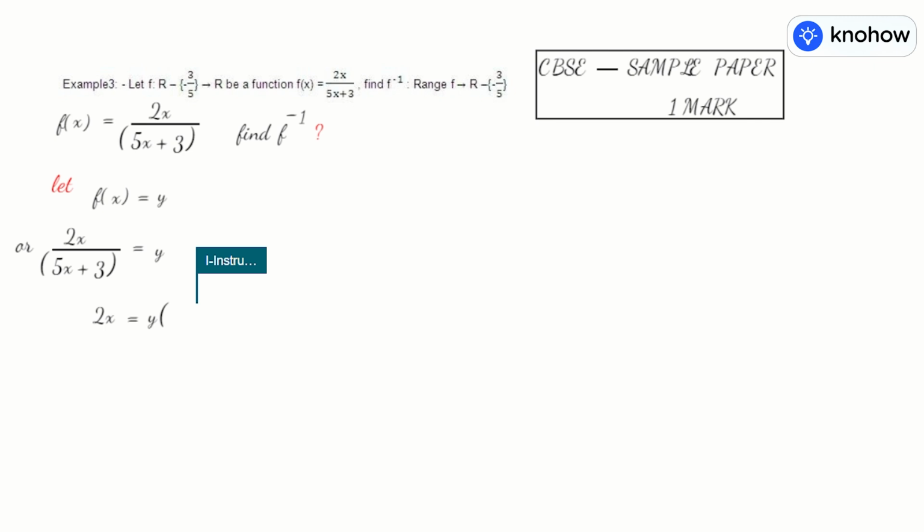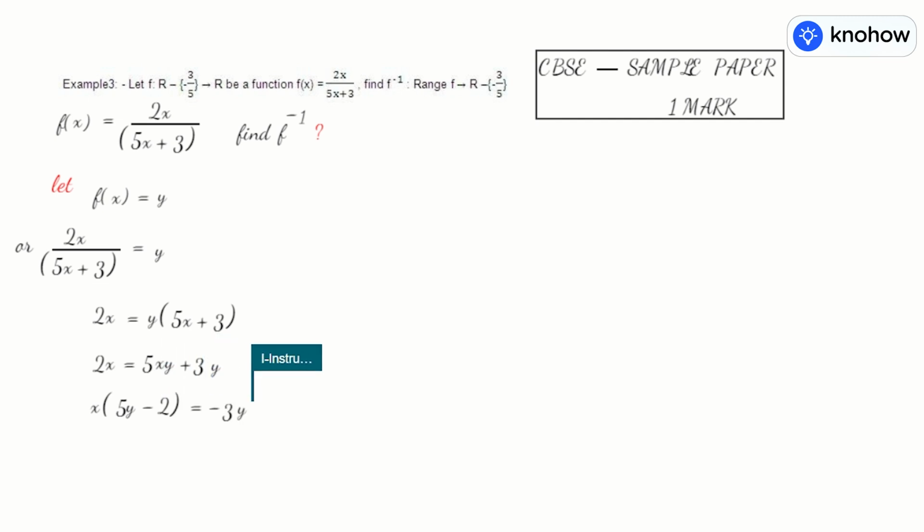(5x plus 3). You open up, you get 5xy plus 3y equal to 2x. Collect the coefficient of x on one side. So you will get x times (5y minus 2) equal to minus 3y, or x is equal to, you can easily work out yourself, x is equal to 3y over (2 minus 5y). So this is the value of x corresponding to the value of y. So we can say that f inverse of y, the pre-image of y, is 3y over (2 minus 5y). So this is f inverse.